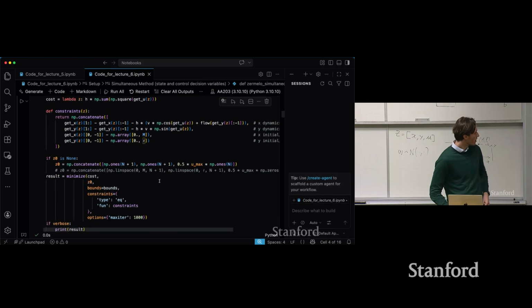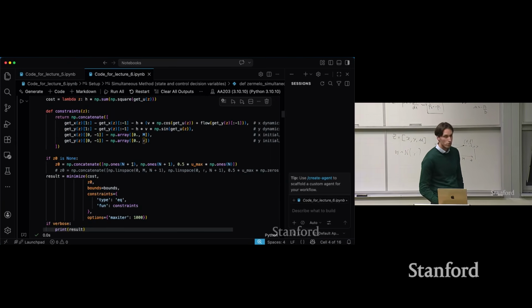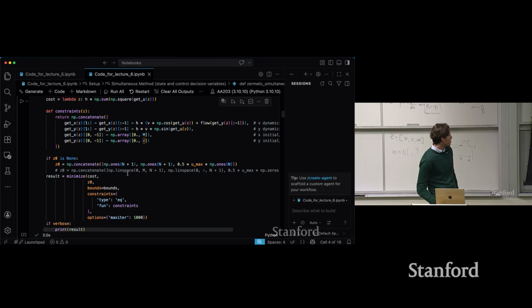Okay, and so we have all of our ingredients. We need an initial guess. And so here we just come up with a pretty nonsensical, I would say, initial guess. So our x's and y's are set to 1 for all the time. And our u is basically 0.5 of the max that we can solve. It doesn't have to be feasible. It's just an initial guess.